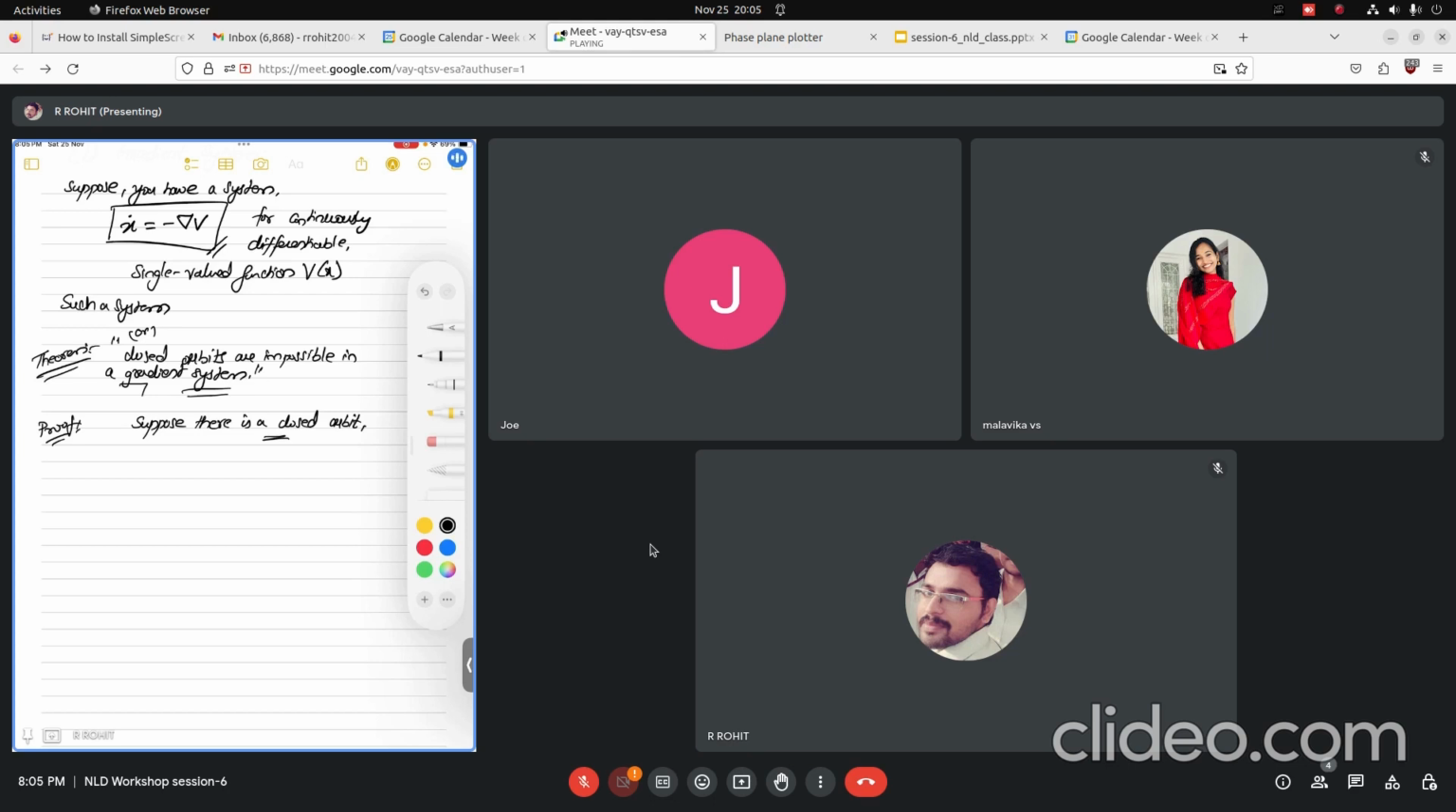Initially we consider that there is a closed orbit. If there is a closed orbit, then the change in potential energy over that orbit should be equal to 0, because we said that v is a single-valued function. So since it is single valued, the del v over the orbit will be equal to 0. This is the first result we got from our assumption that there is a closed orbit.